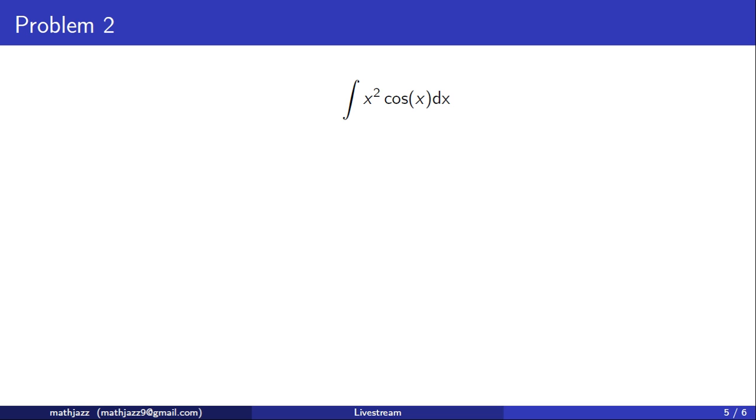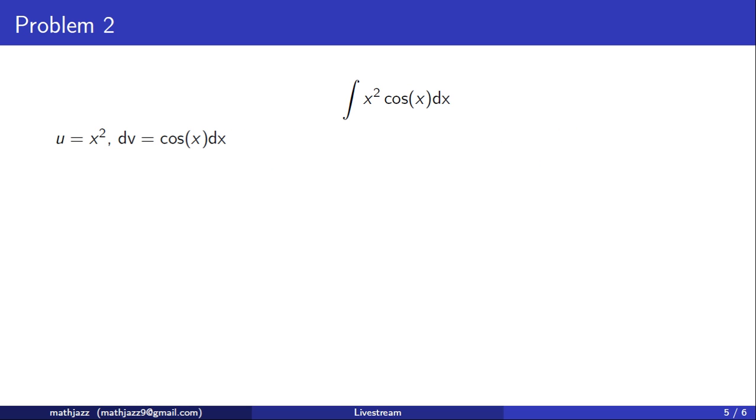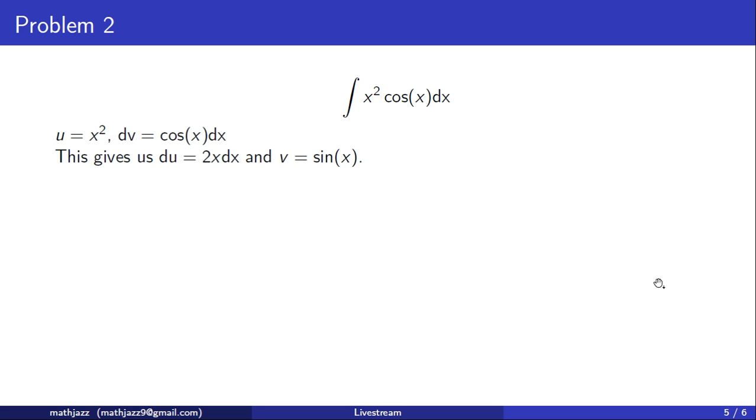And so let's do that. We let u equal x squared and dv equal cosine x dx. And the reason being, as we said before, x squared is easy to take derivatives of, and cosine is easy to find antiderivatives for. So we find those. We get du equals 2x dx and v equals sine of x.